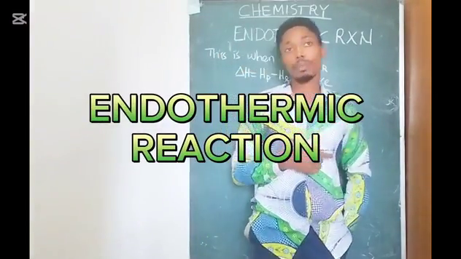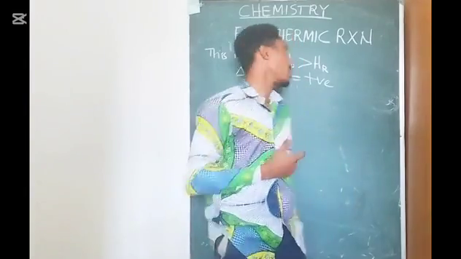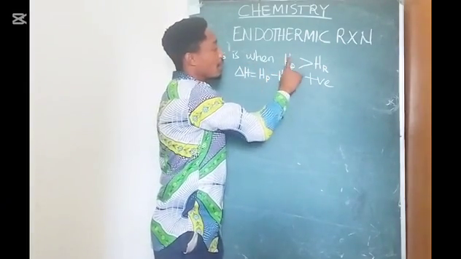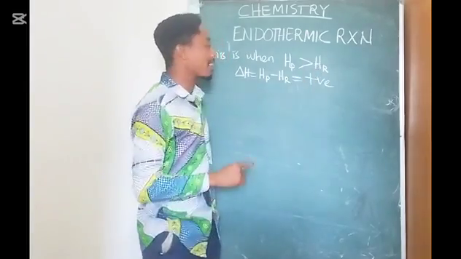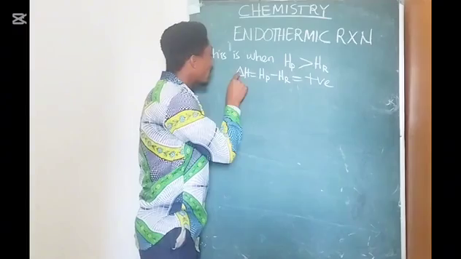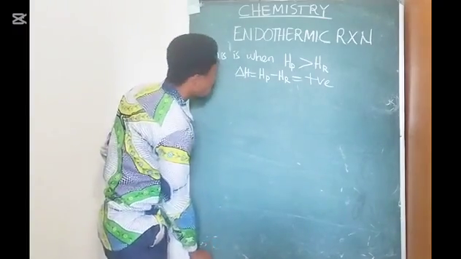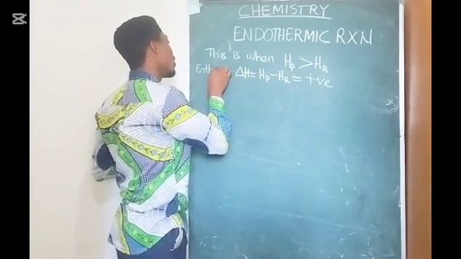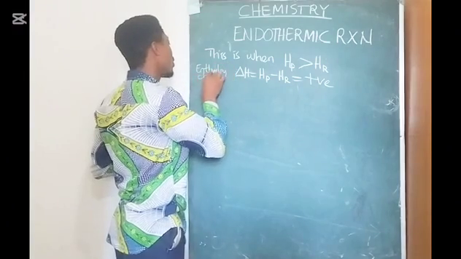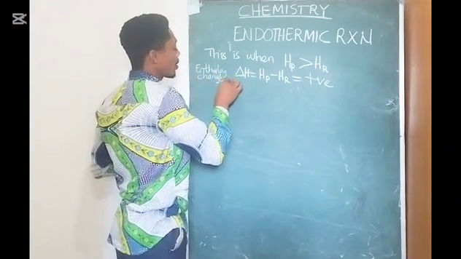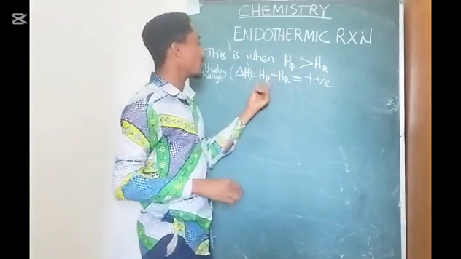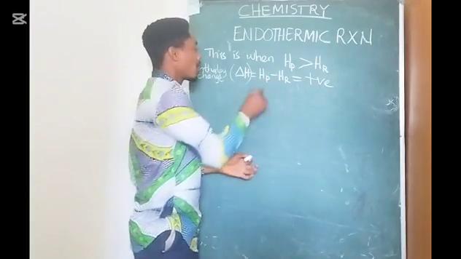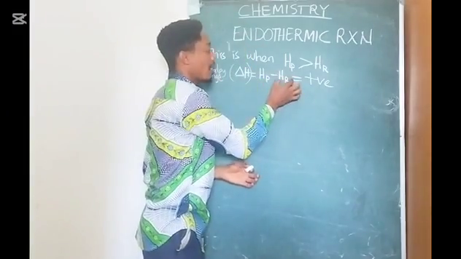In an endothermic reaction, the heat content of product is greater than the heat content of reactant, and the enthalpy change, also denoted as delta H, is given as HP minus HR, and that's positive. It's simple because this value is bigger than this value.